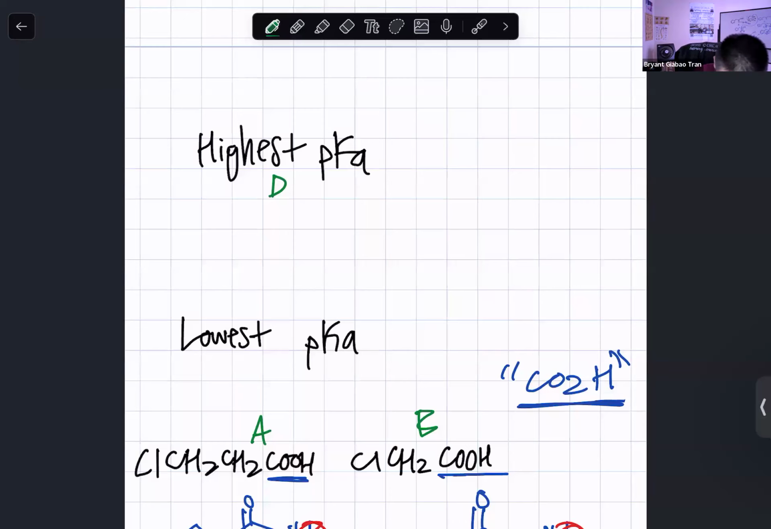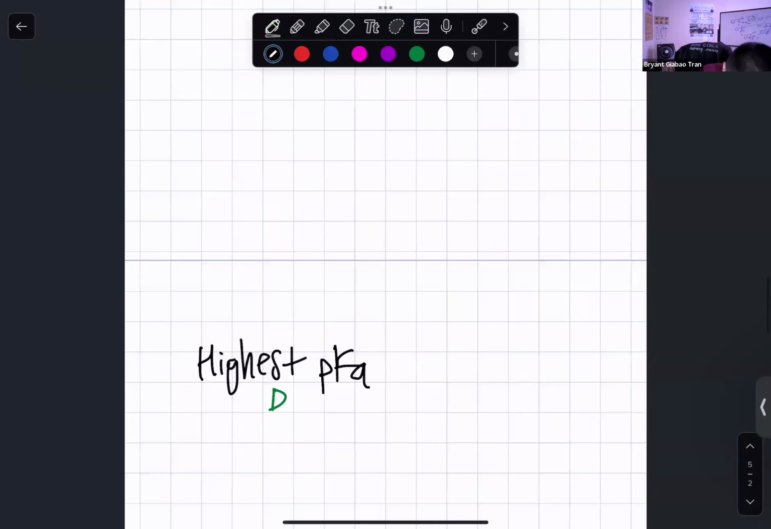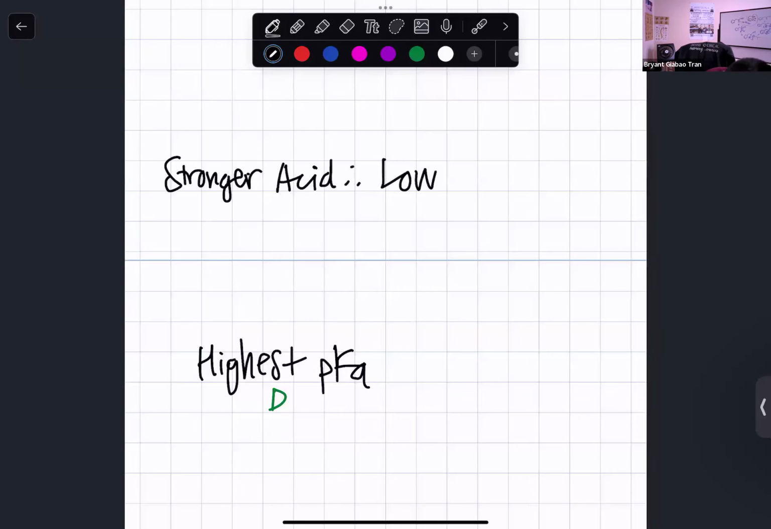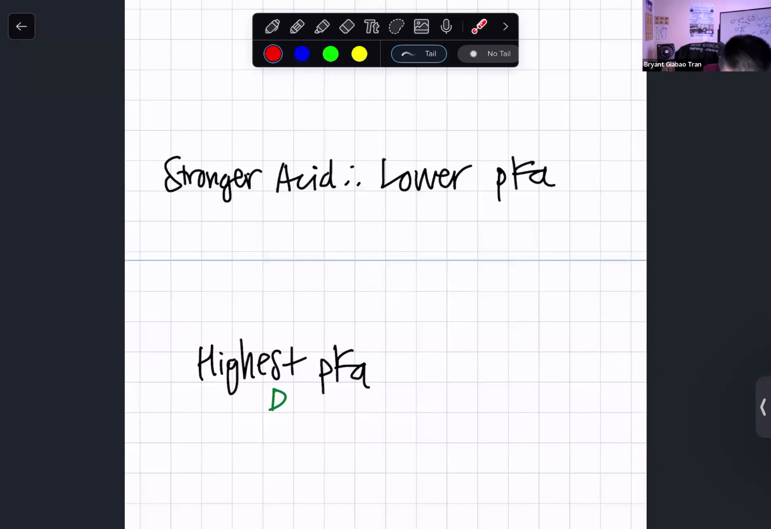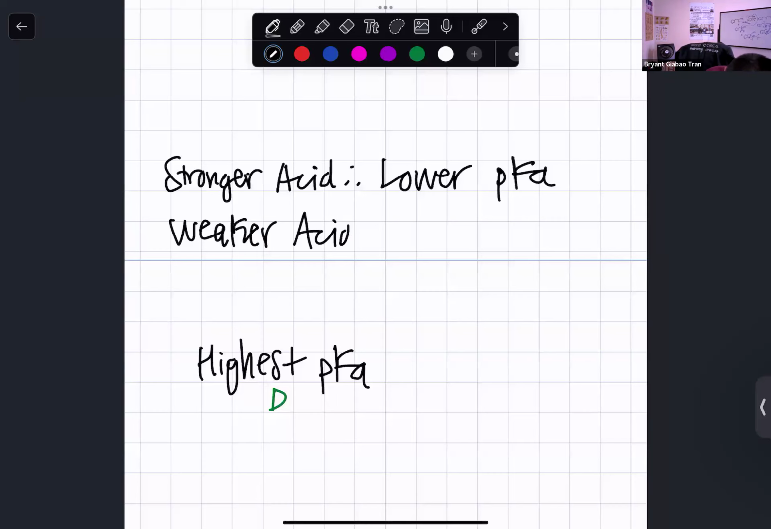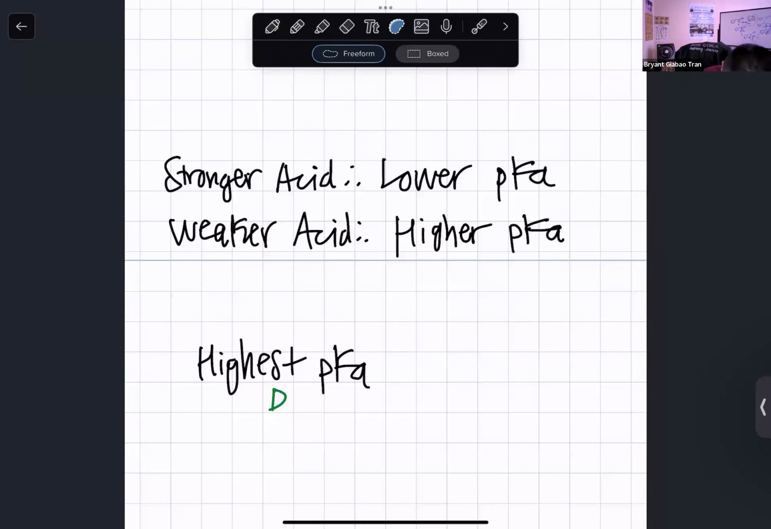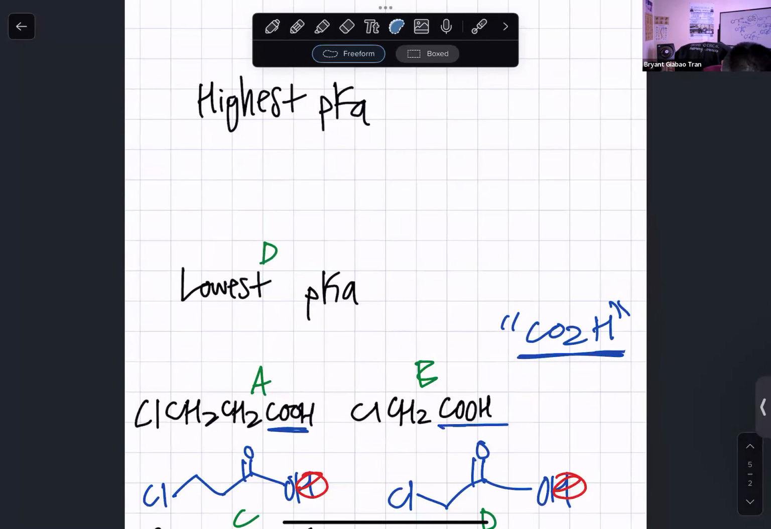Okay, so here's another conceptual thing. Stronger acid also means lower pKa, and you'll see this in biochem if you haven't taken biochem yet. Weaker acid is high pKa. Okay. So since D is the strongest acid, D will have the lowest pKa.